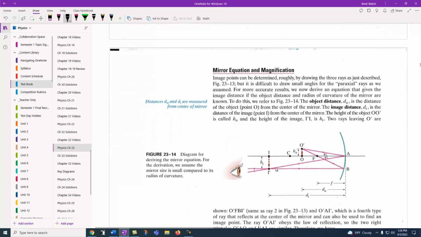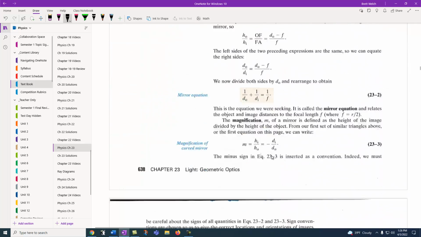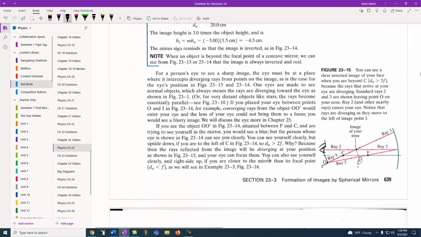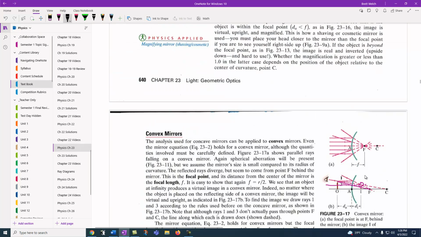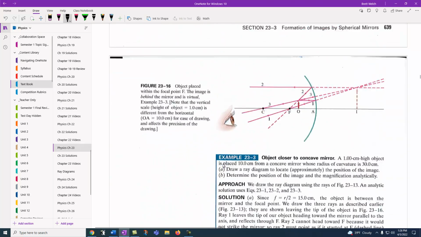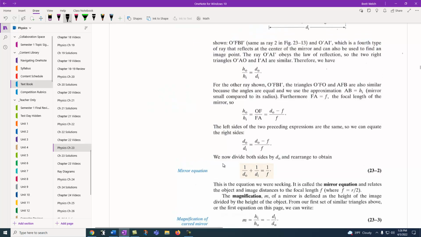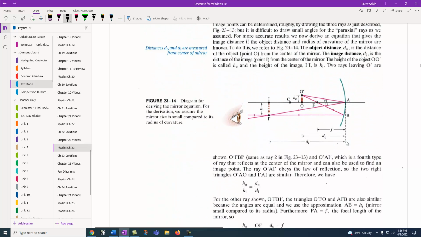If we tried the same thing with a convex mirror, let me see if I can come down here and find a convex mirror. Well, there's some more examples of the convex mirrors we'll get to in a second. Let's finish this up with some specific calculations.